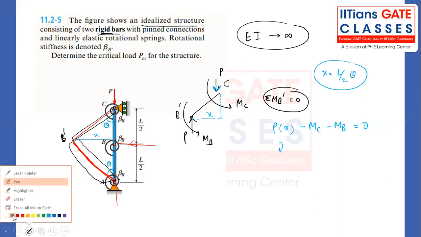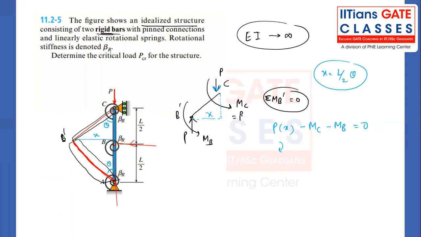So what about the beta R? This movement will be beta R into theta. But what about this? Beta R into what? That is very interesting. Initially, what is this angle? 180 degrees. What about the final angle?